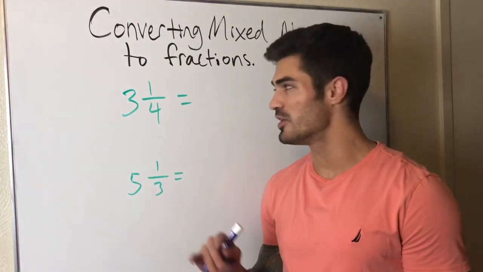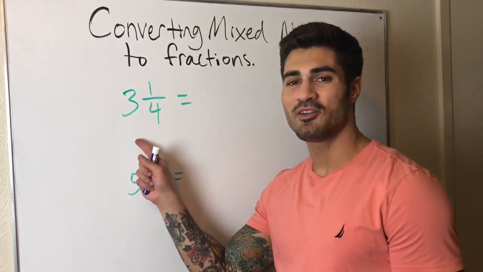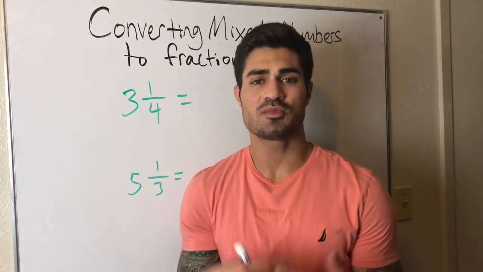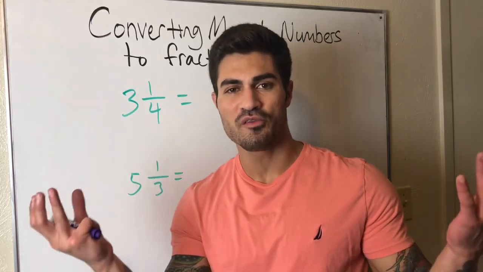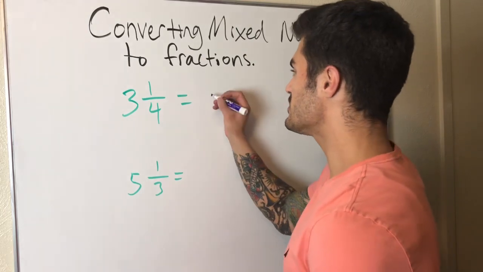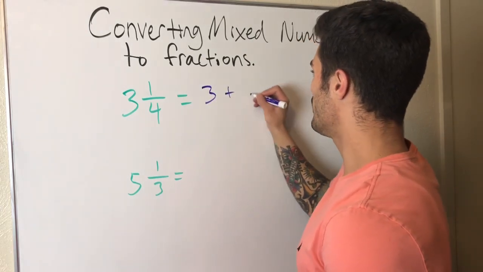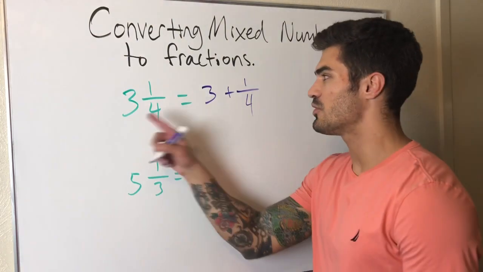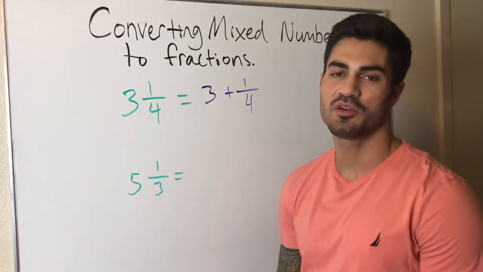This is a mixed number, and it's read out loud as 3 and 1/4. What the "and" means is plus. You have 3 and you have 1/4, plus, right? So this can be rewritten, and this is always the first step of converting mixed numbers to fractions: rewrite it as 3 plus 1/4.